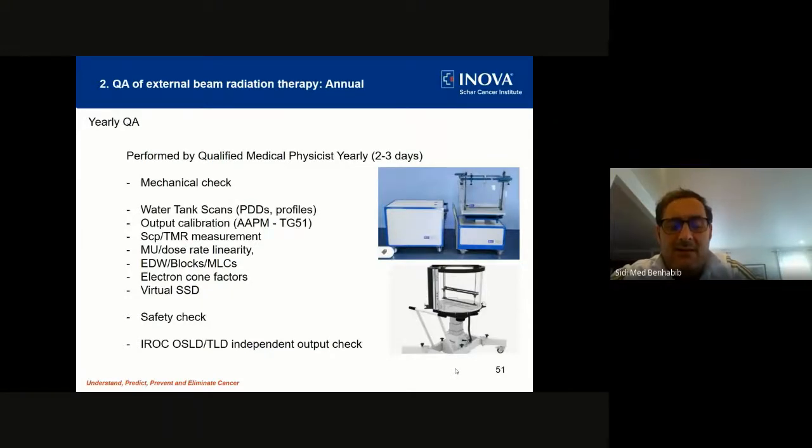And then there are a lot of measurements that we do on a monthly basis, as well as safety checks and mechanical checks. After we finish, we have to coordinate with IROC Houston. Basically, we get these OSLDs and TLDs from MD Anderson, and this helps us do an independent check of our output. We do this every year, in coordination with our annual QA. Next slide.